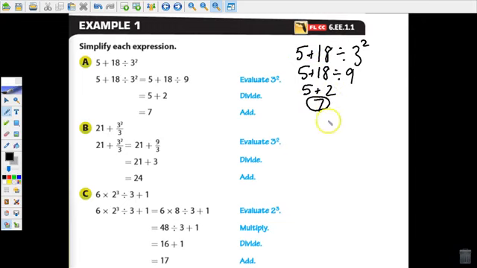Okay? Letter B. 21 plus 3 squared over 3. Any parentheses? No. Any exponents? Yes. 21, I rewrite the 21 plus 3 squared is 9 over 3. 9 divided by 3 is 3. So I get 21 plus 3, and that is 24. Circle my answer.